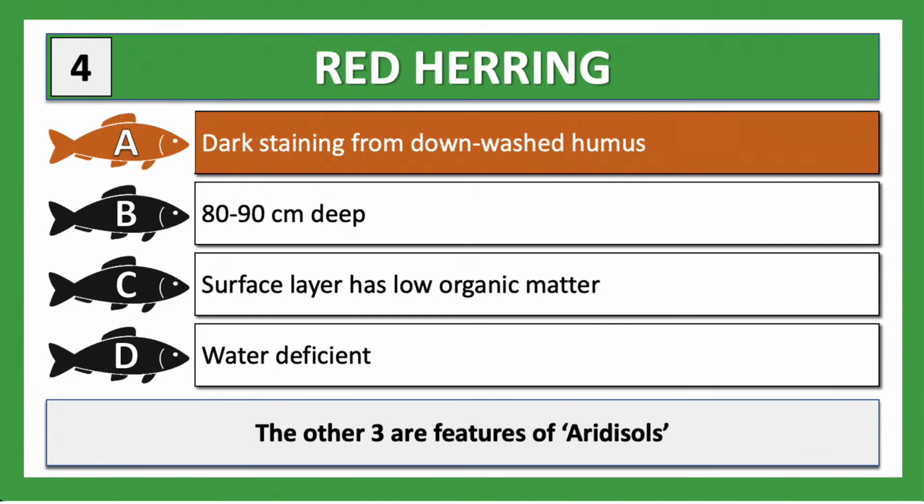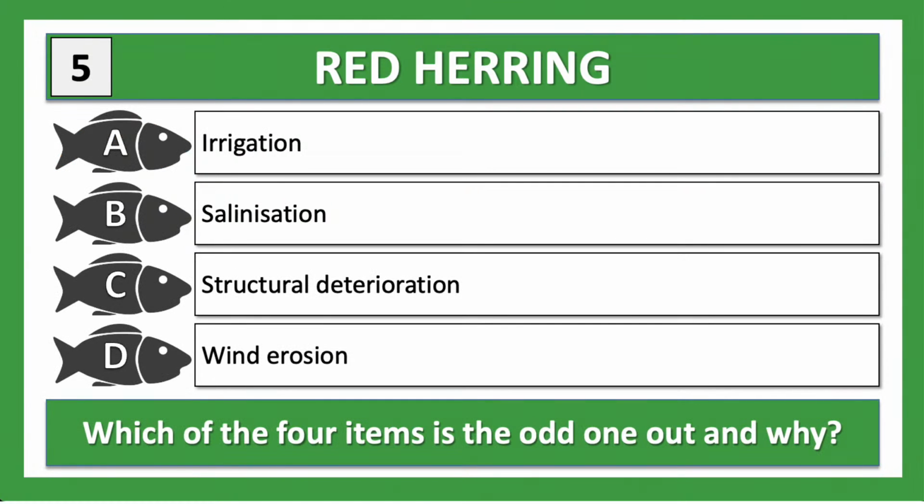Let's move on to question 5. Last one of this little sequence here. So we're looking at what the odd one is out of these 4 items. A, irrigation, B, saturation, C, structural deterioration, D, wind erosion. Let's see what you think about that. What do you think is the odd one out? And if you can, say why.